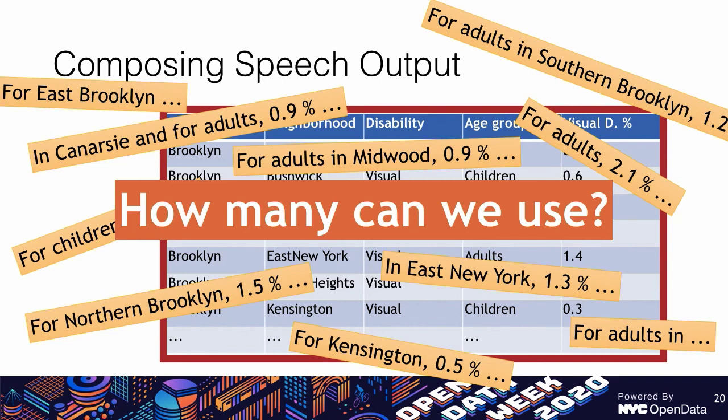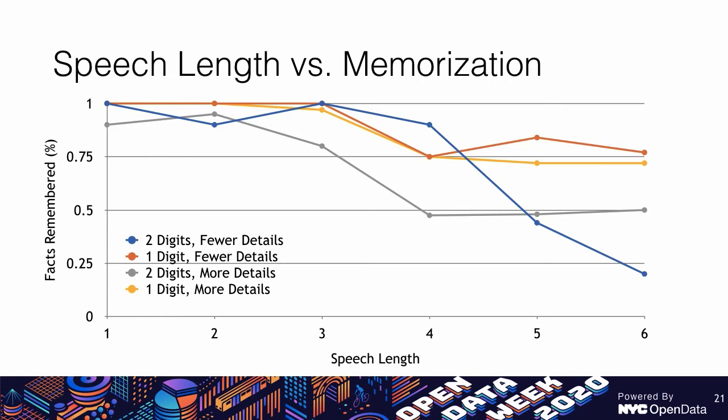Now, we made a couple of user studies on this, where we essentially played users a speech description with a couple of facts, and then we asked users immediately afterwards to remember what we told them. And then we measured the percentage of facts that users recalled correctly. Now, here you see a plot where on the x-axis you have the speech length, which means the number of facts that we transmitted to the user, and on the y-axis you have the percentage of facts that they recalled.